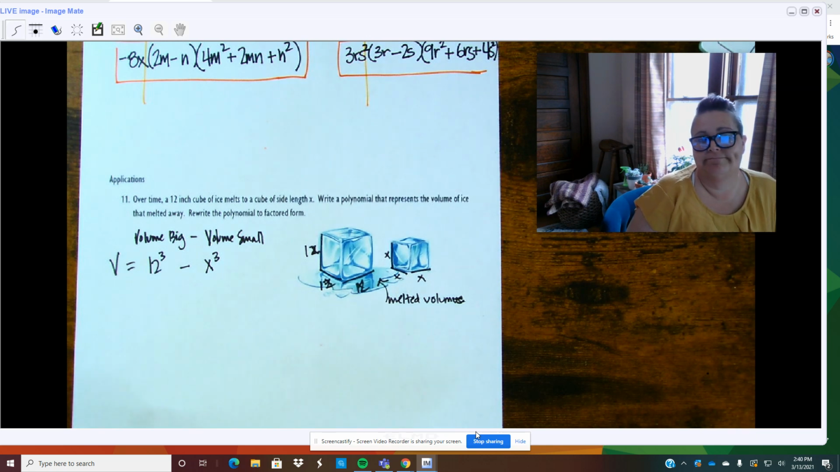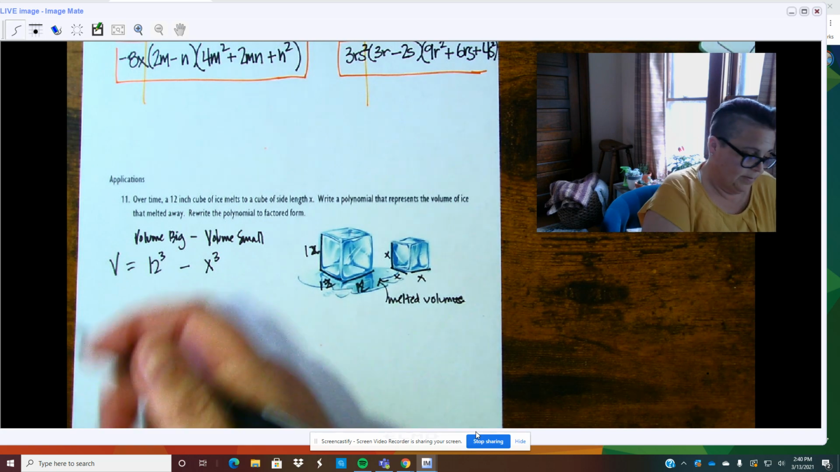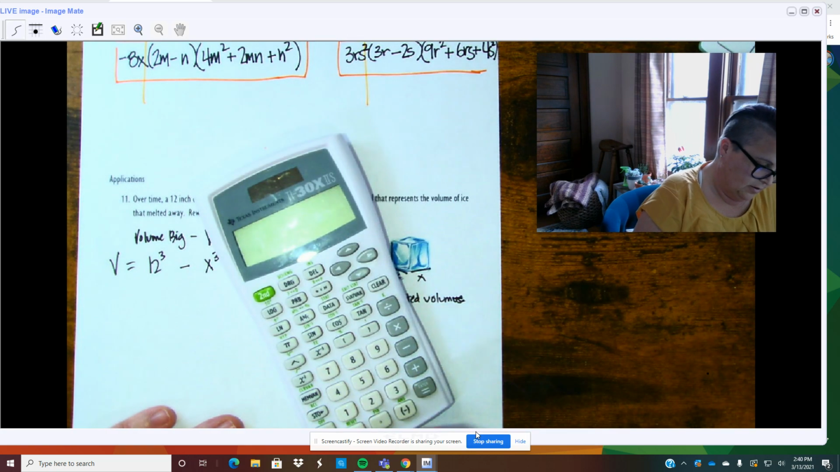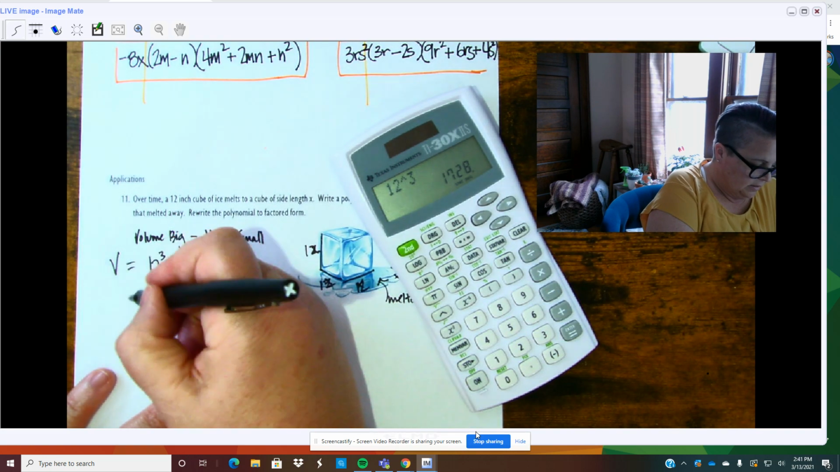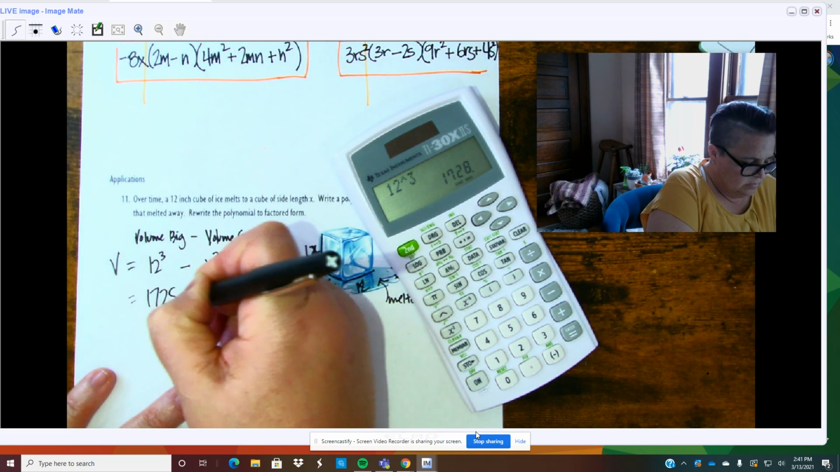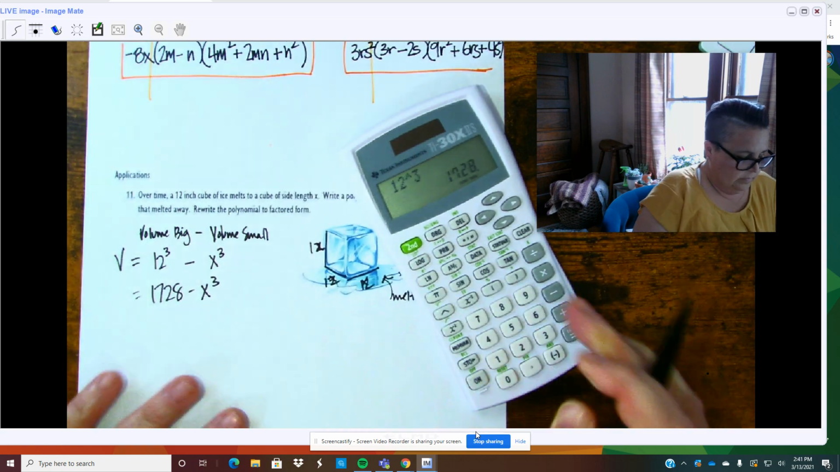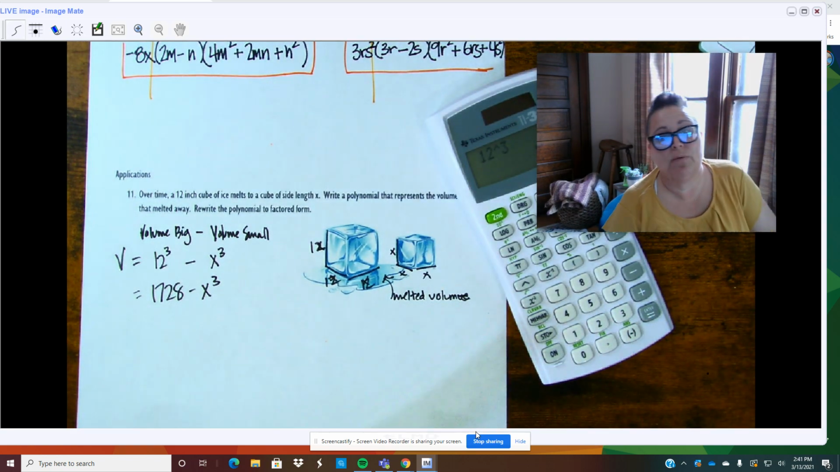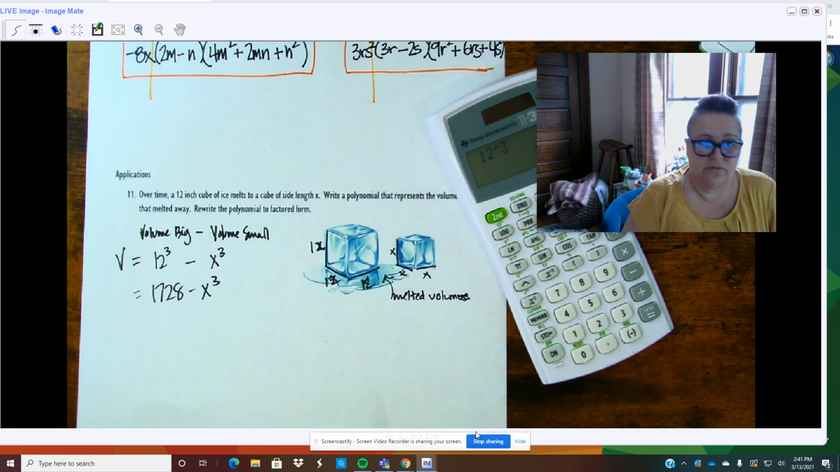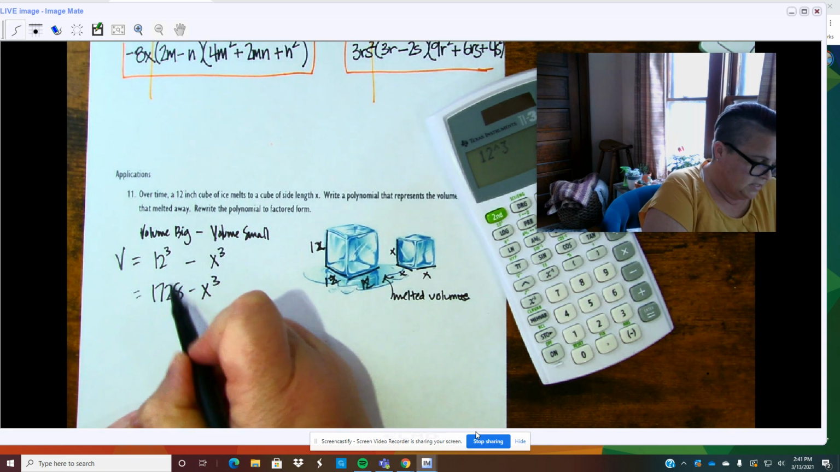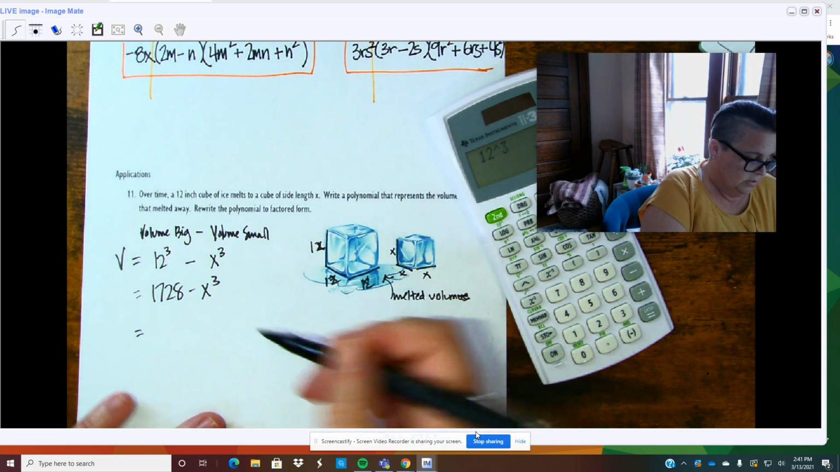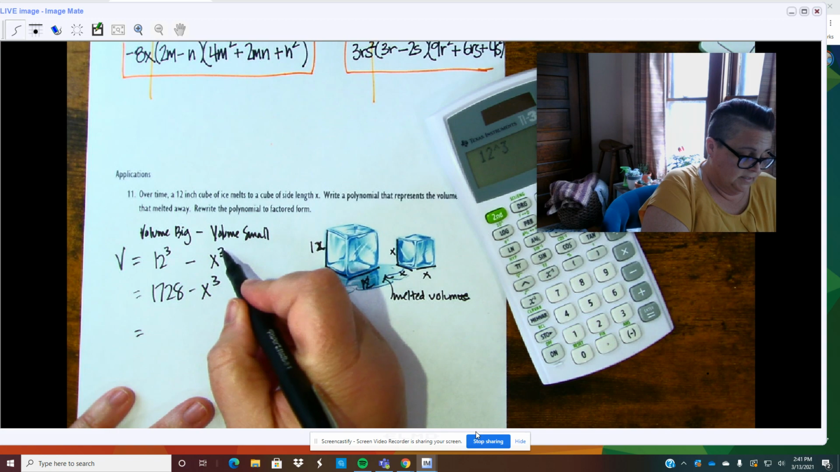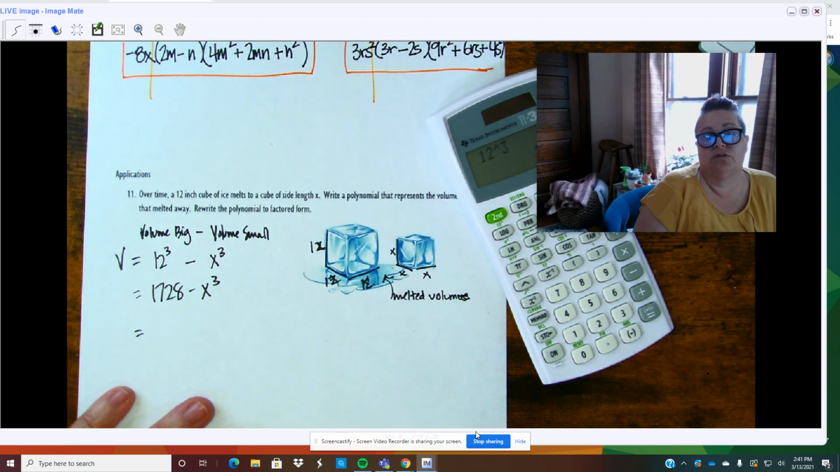Does 12 cubed have a cube root? Because this is it for the polynomial. I should figure out 12 cubed if I wanted. 12 cubed is 1728. I knew that. But then they say to rewrite this polynomial in factored form. Well, I know that 1728 is 12 cubed, and this is x cubed. So this is the difference of two cubes. This is what we've been doing.